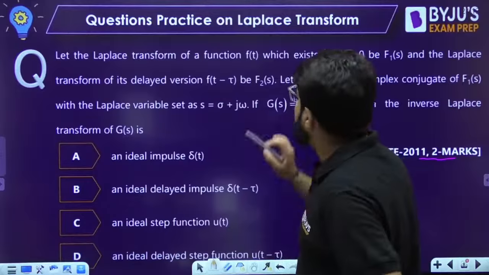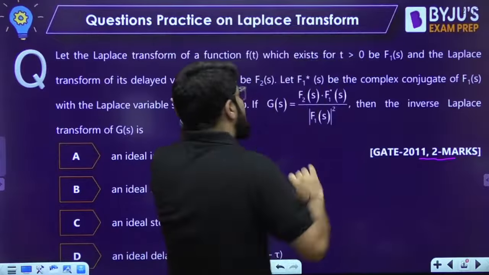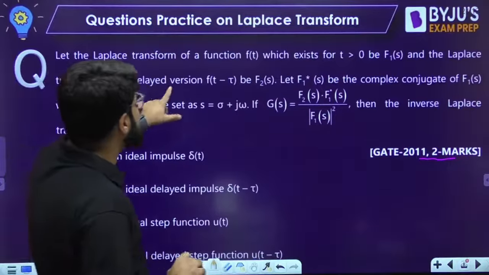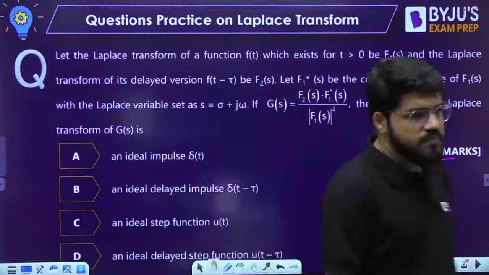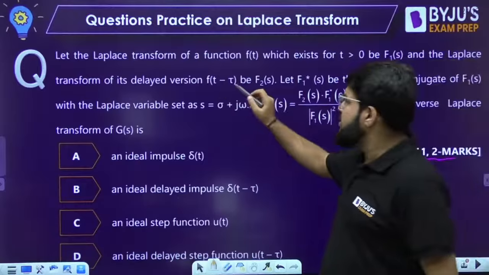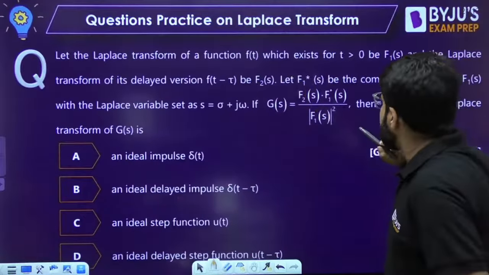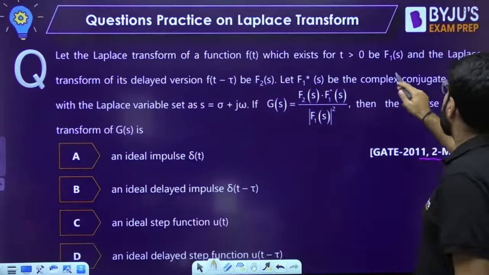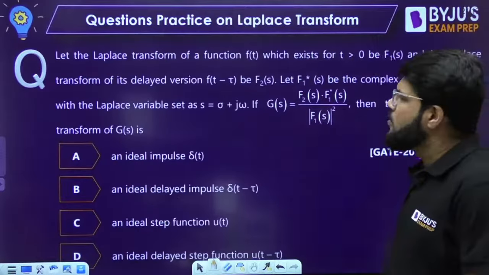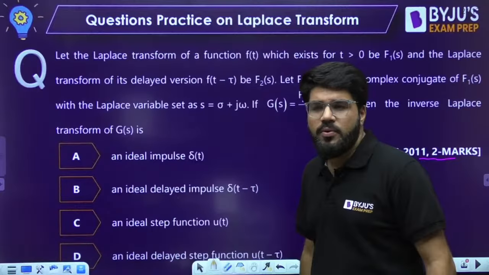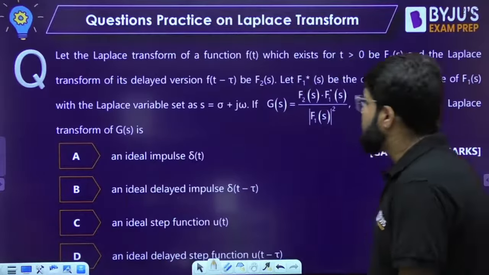So what is that? Let the Laplace transform of a function ft which exists for t greater than 0 be f1s and the Laplace transform of its delayed version ft minus tau be f2s. For ft it is f1s, for ft minus tau it is f2s. Let f1 star s be the complex conjugate of f1s, okay, with the Laplace variable as sigma plus j omega, that we already know, right? Yes, option C is the correct one for the previous one.